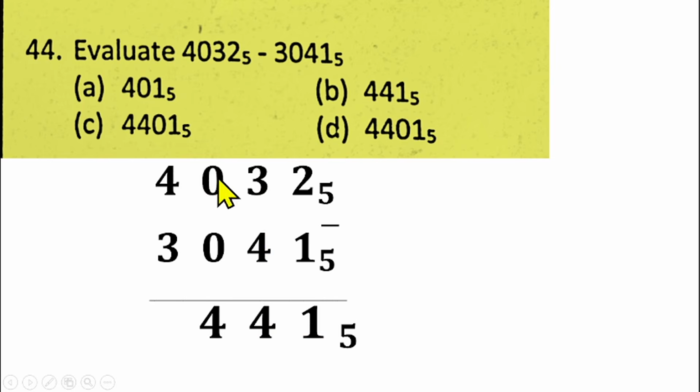Then here you have already borrowed to this place. So you are going to be having 4 left since you have already borrowed here, and you also borrowed to this place as well. So you have already removed 1 from there. Don't forget that what you borrow is going to be 5. 4 minus 0 gives us 4, and 3 minus 3 is 0. So you have 4, 4, 1 base 5, which is option B for question number 44.